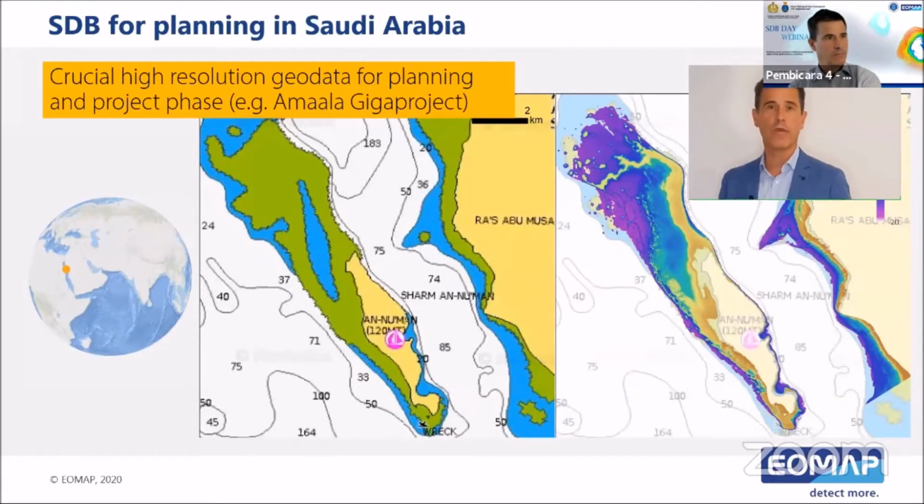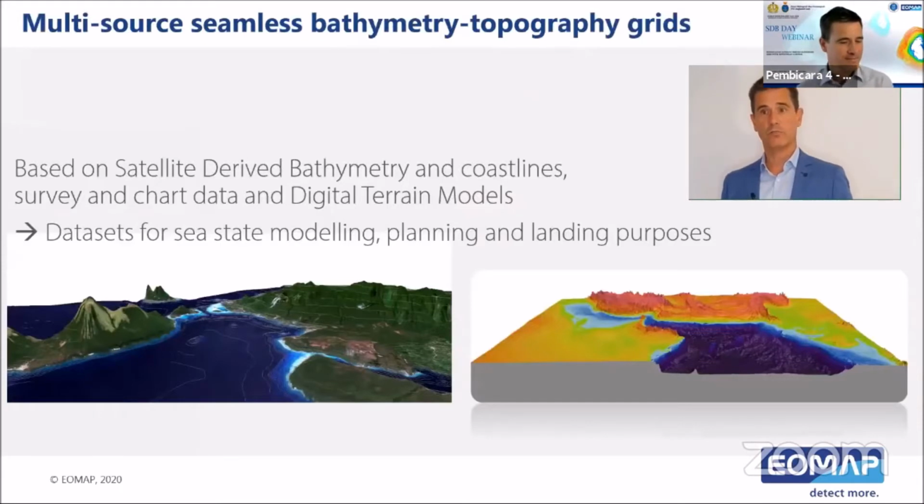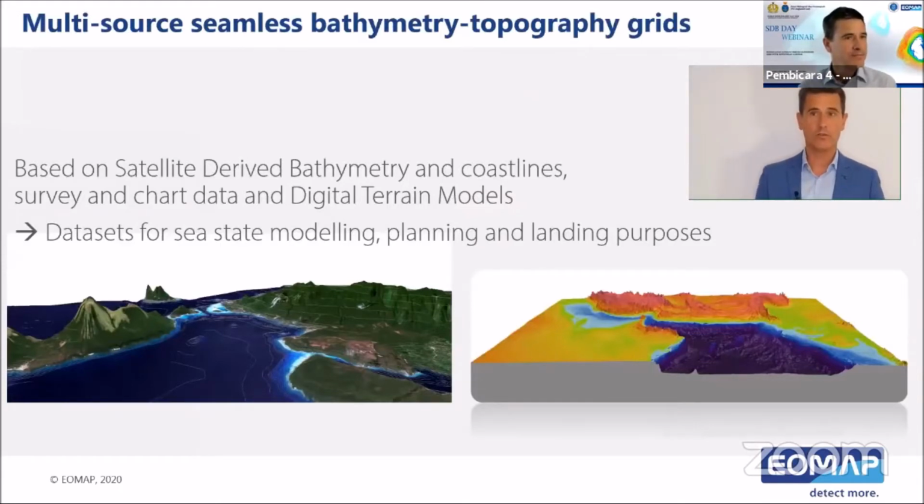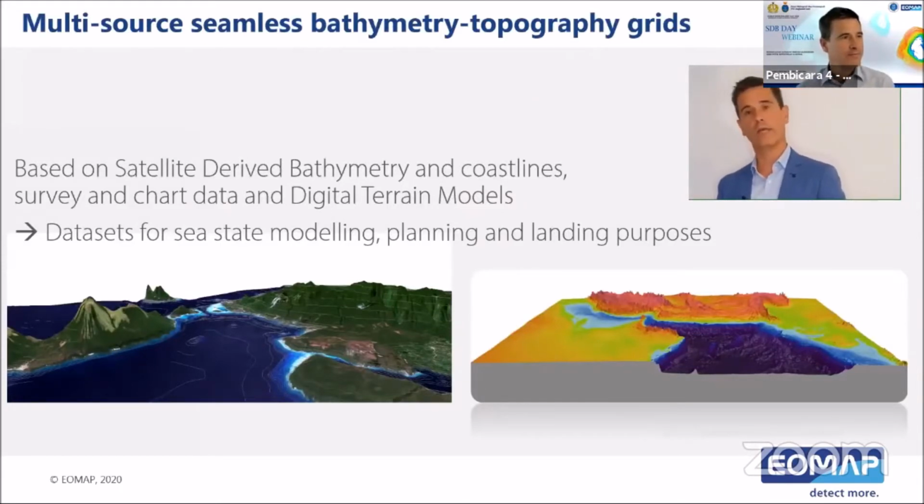For example, SDB is used for planning in Saudi Arabia. You may have heard about these giga projects to develop new cities on the coastline. This means you need a lot of data for planning. Most crucial is of course in the water, the topography, that means the bathymetry. And here we deliver to these kinds of projects bathymetry, in this case also together with land elevation models. Seamless models of the topography from water up to land, integrated with steam water, is also a frequent topic.